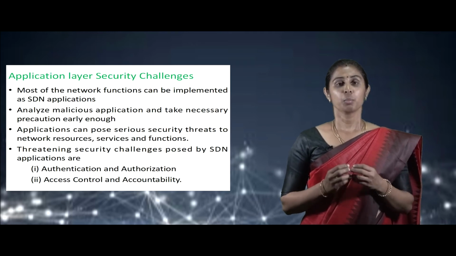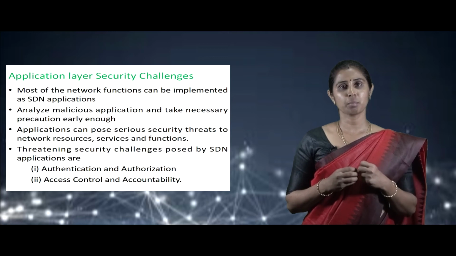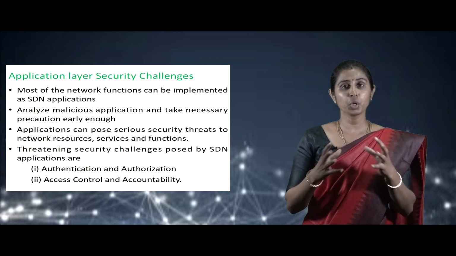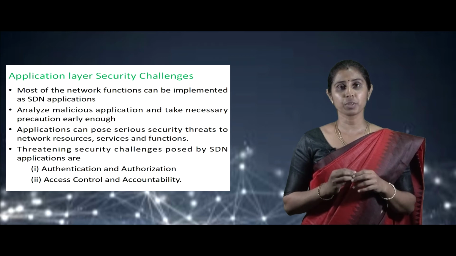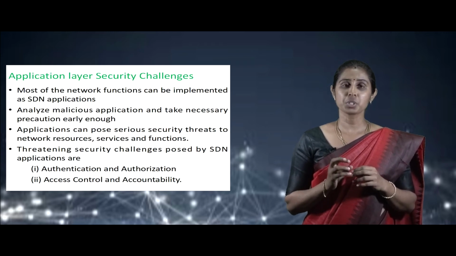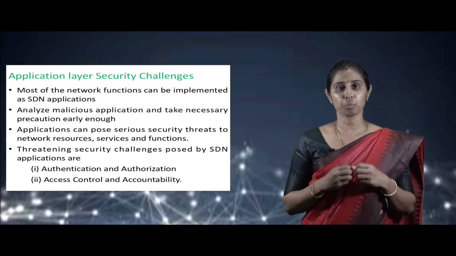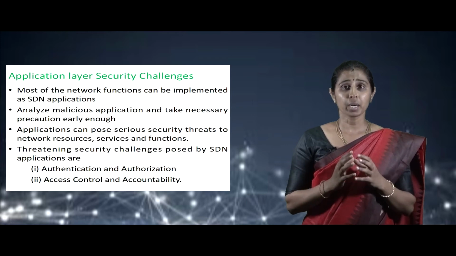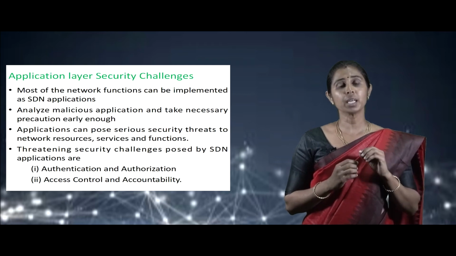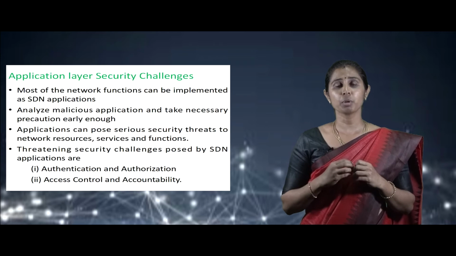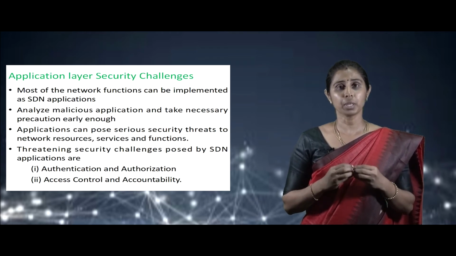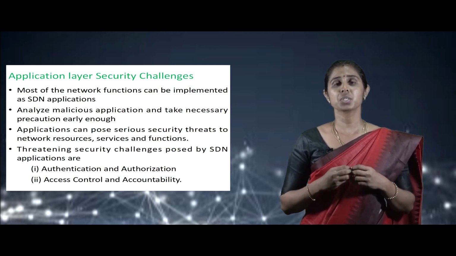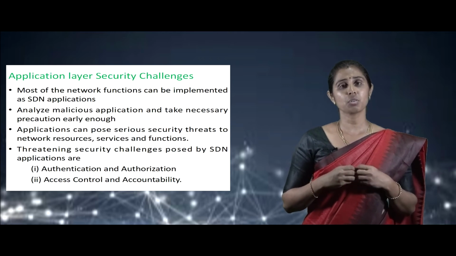Application layer security challenges. Most of the network functions can be implemented as SDN applications, so we have to analyze malicious applications and take necessary precautions early enough to prevent them from spreading over the network. There are no standards or open specifications to facilitate an open API for applications to control network services and functions through the control plane. Applications can pose serious security threats to the network resources, services, and functions. The variety of third-party applications developed in different independent development environments using different programming models and platforms could create interoperability limitations and security policy collisions. Some of the threatening security challenges posed by SDN applications are authentication and authorization, access control, and accountability.